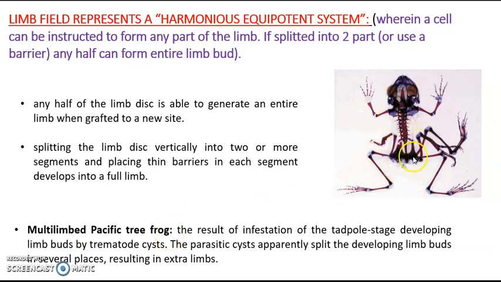Here is the skeleton of the frog, which has multiple hind limbs, and this is the result of infestation of the tadpole stage developing limb buds by a trematode cyst. And this parasitic cyst actually split the developing limb bud in several places. So every piece of the limb bud gives rise to an extra limb, thus giving rise to a multi-limbed frog.